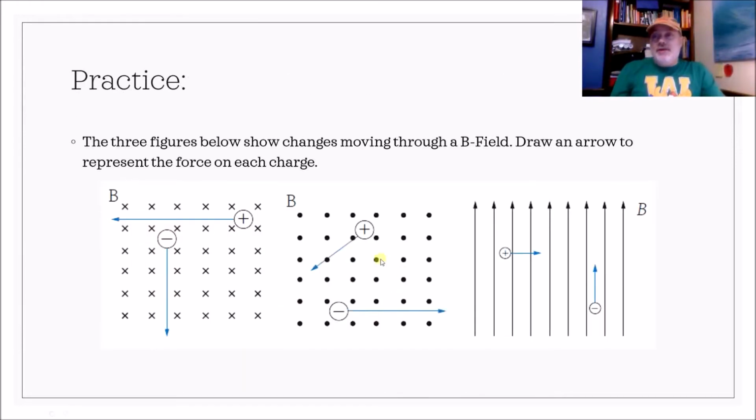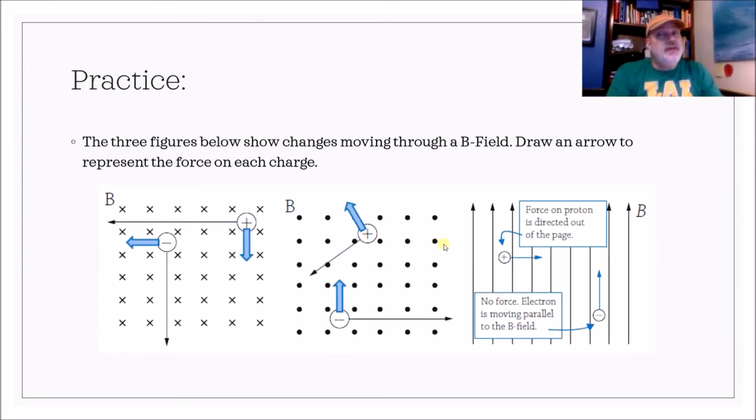So here's 3 practice. We have 3 figures down here. We have magnetic fields as shown, and then we have moving charges. The blue arrow represents the velocity. Pause the video, see if you can figure out the direction of the force on each one of these, and then start the video back up.